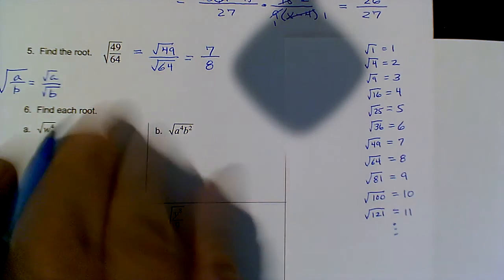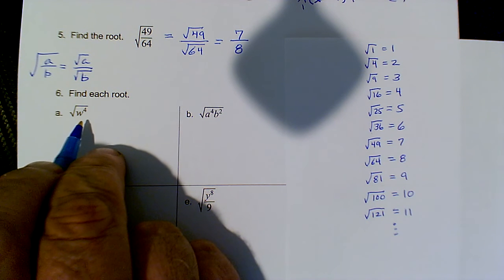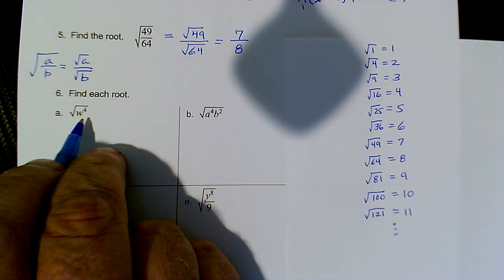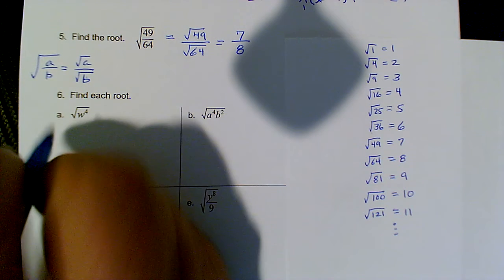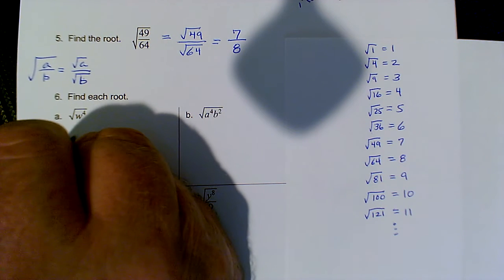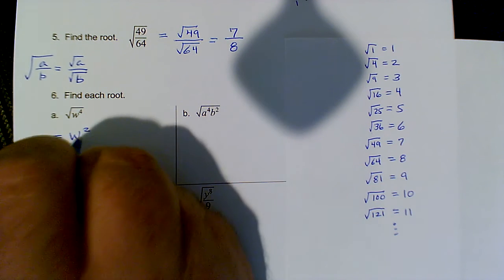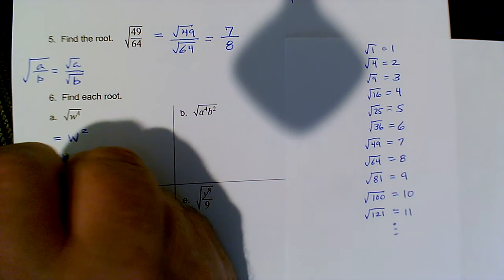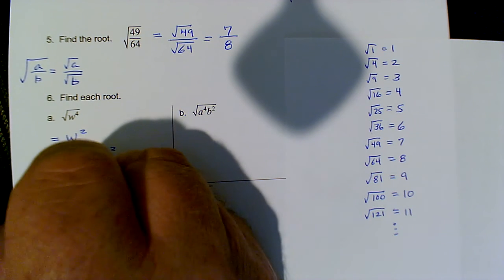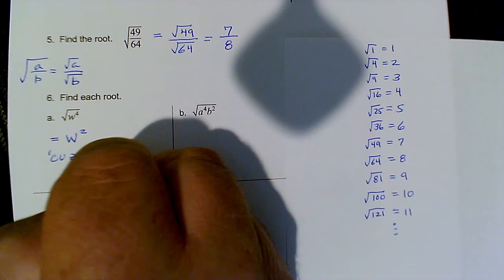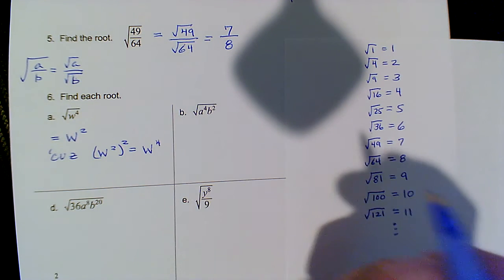Okay, when we're dealing with variables, recall that if we have an even power of a variable, the easiest way to take the square root is to simply drop the radical and divide the exponent by 2. So the square root of w to the fourth is w squared, because 4 divided by 2 is 2. And that's because if you took w squared and squared it, or multiplied it by itself, remember when we raise a power to a power, we multiply the exponents, and 2 times 2 is 4.